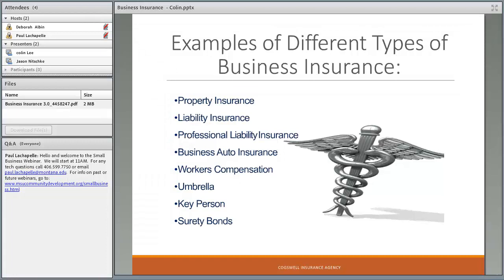Umbrellas can come in handy. A lot of times a policy can be exhausted, a business auto policy or a general liability policy with one claim can be exhausted, so that umbrella gives you a little more leverage when it comes to a claim that's brought against you. And then we got key person, and we'll talk a little bit more about these later. And we got surety bonds.